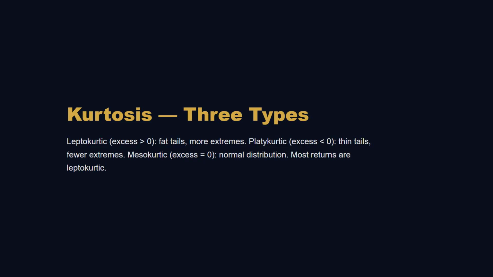For the exam, remember lepto means more. Leptokurtic means more peak, more tail, more risk of extreme events. Most financial return distributions are leptokurtic. Fat tails. This means extreme returns, both positive and negative, happen more often than the normal distribution predicts.